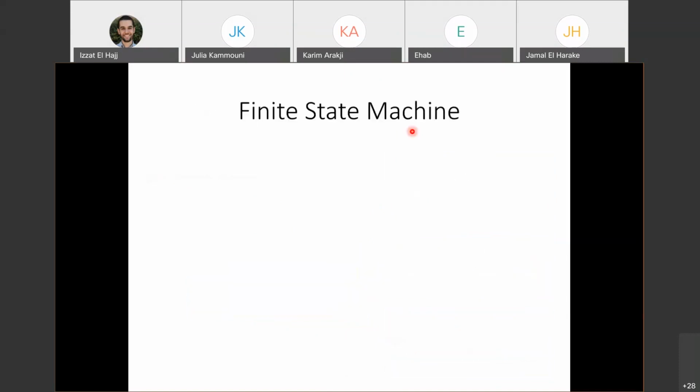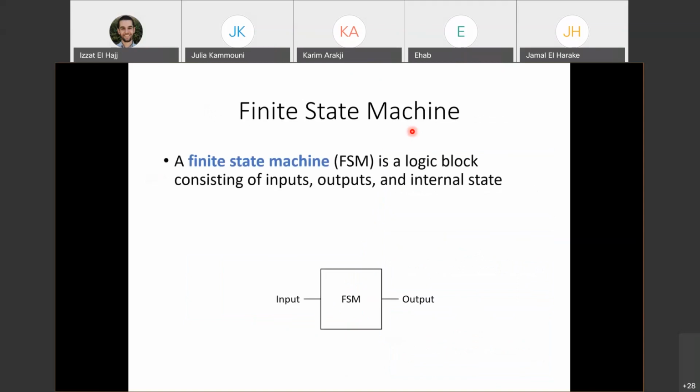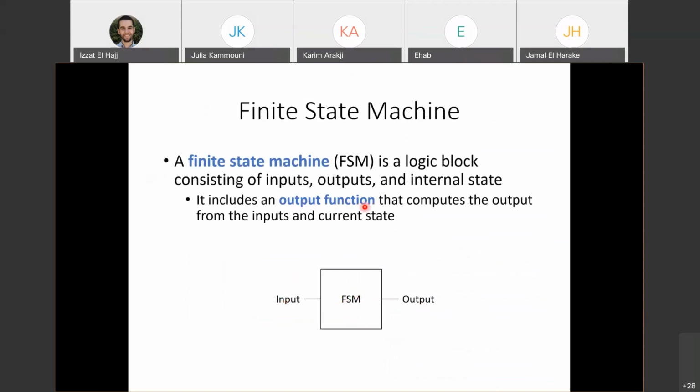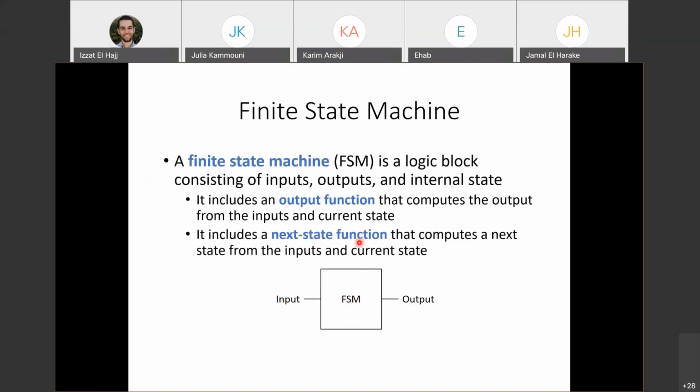So today we're going to talk about finite state machines. A finite state machine is a logic block that has inputs, outputs, and also an internal state. So inside the finite state machine, there's a state that is stored. And the finite state machine has two functions internally. One of these is the output function, which computes the output of the finite state machine based on the state stored inside of it. And then there's the next state function, which computes what the next state inside of the finite state machine is going to be based on the current state as well as the input.